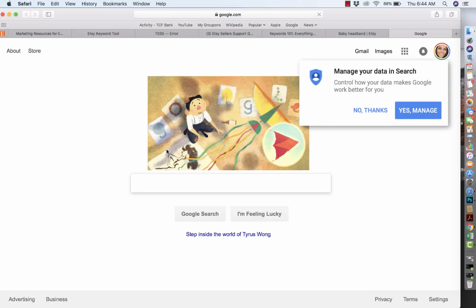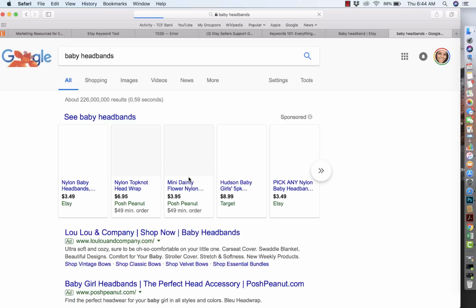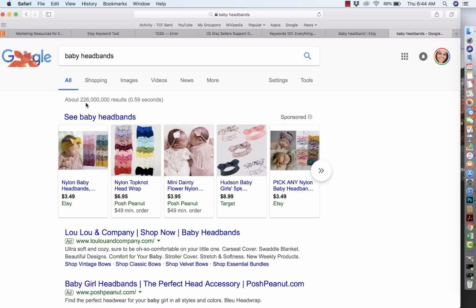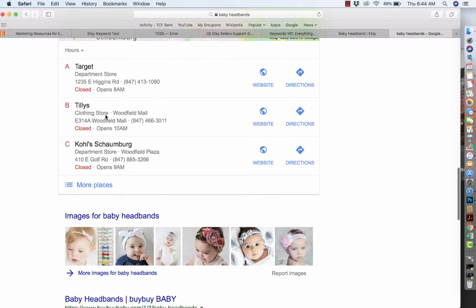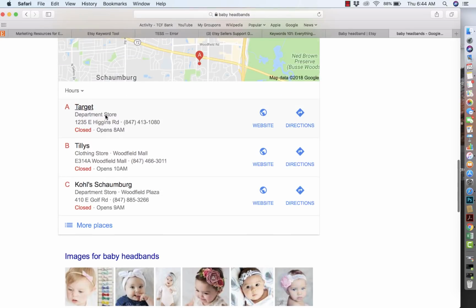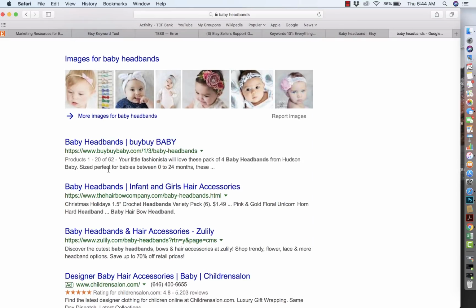It's going to give you an idea of how many things out there say baby headbands. So there's about 226,000 search results. If you were to use that keyword, you're competing with the largest companies. Look at that. You're competing with Target, with Kohl's, with Buy Buy Baby. These are companies that have thousands and thousands of blog articles. They have keywords. They have pictures. They've been around for a long time.